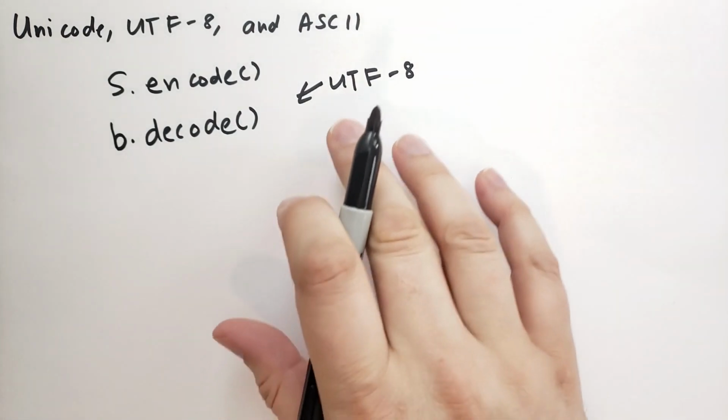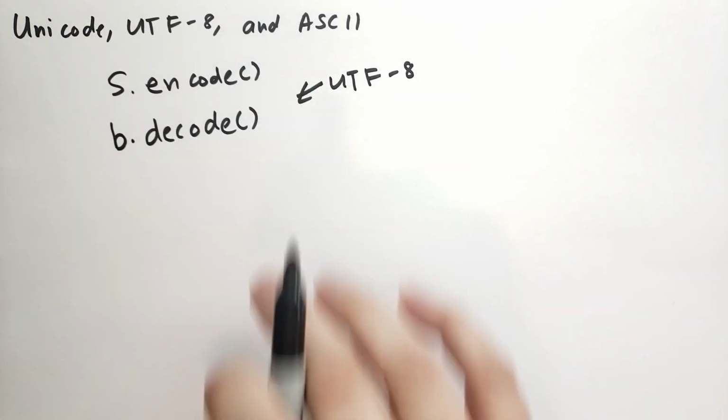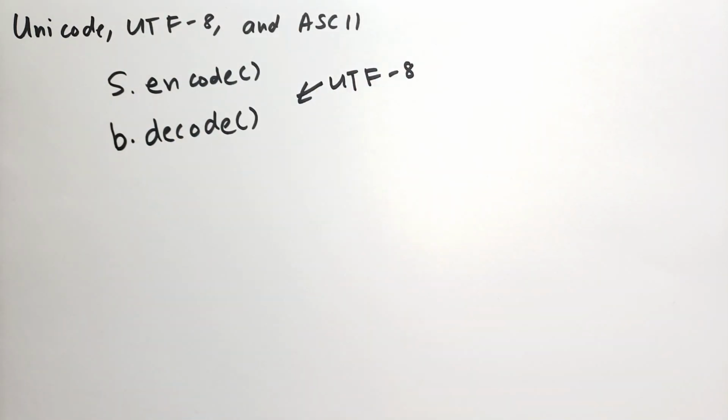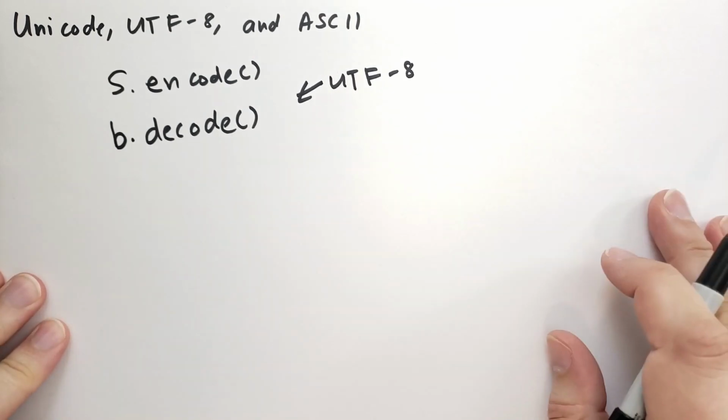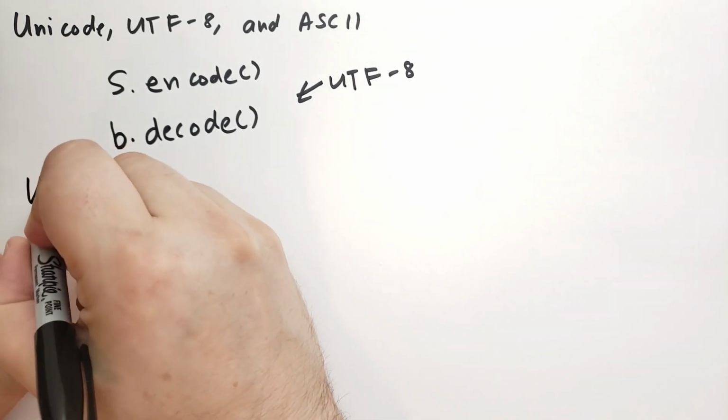If you know you need to use a different encoding, then you can put the name of the encoding in the string of encode or decode. But if you're doing that, then somebody's going to tell you, or you're going to realize that you need a different encoding. So that's basically all you need to know. Okay. So moving on, let's talk about what Unicode is.